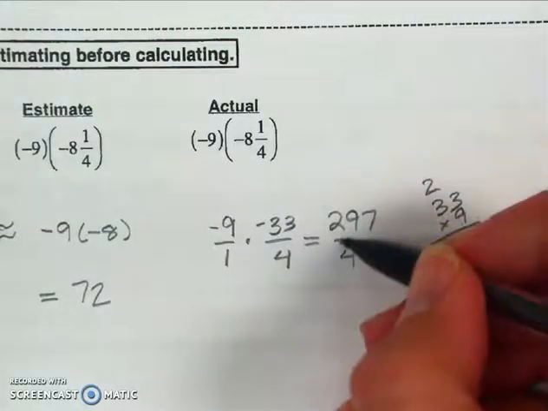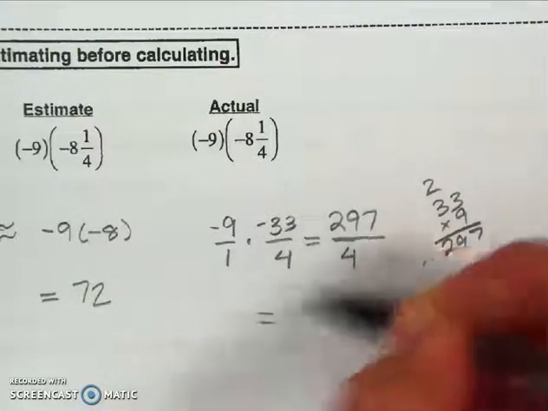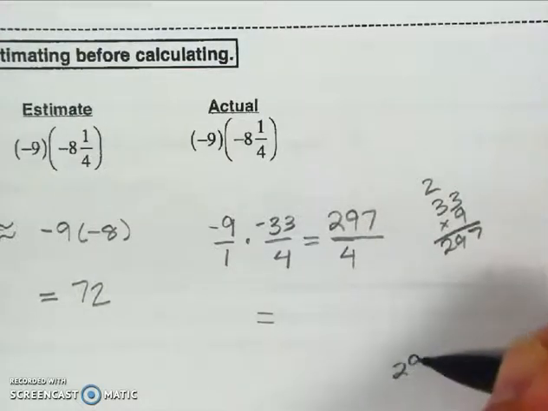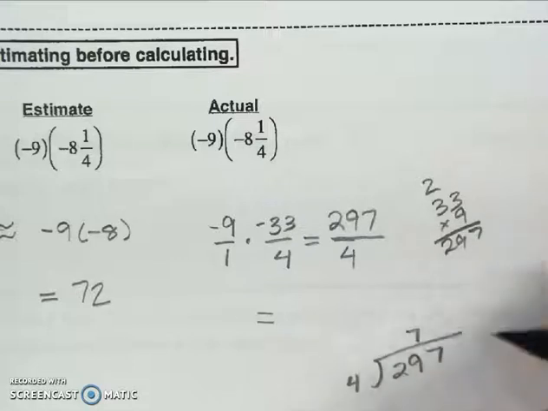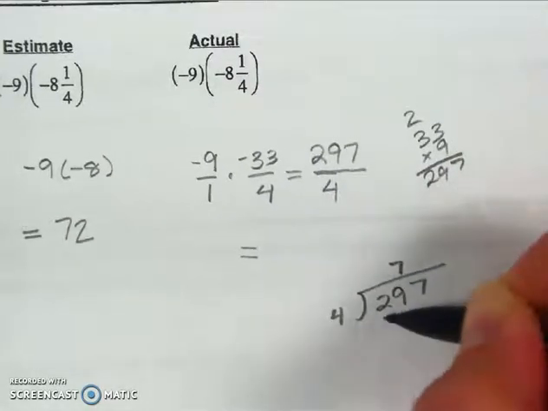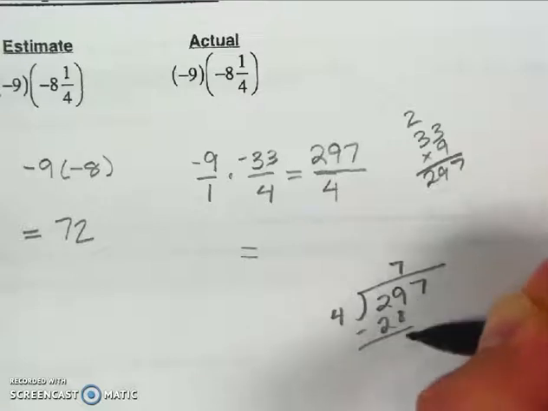So let's go ahead and divide that so we can see how many wholes we can take out of there. So 297 divided by 4. We can take 7 groups of 4 out of 29. That would give me 28. Subtract. I would have 1 left over.